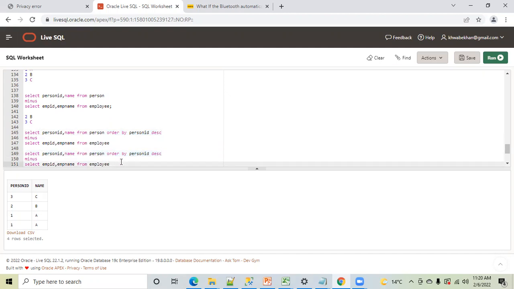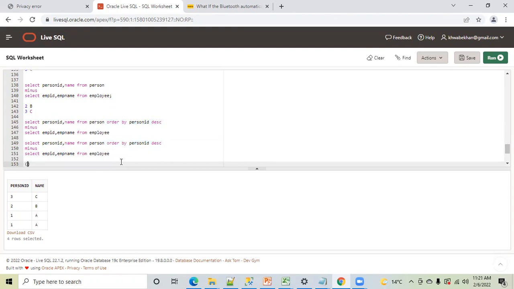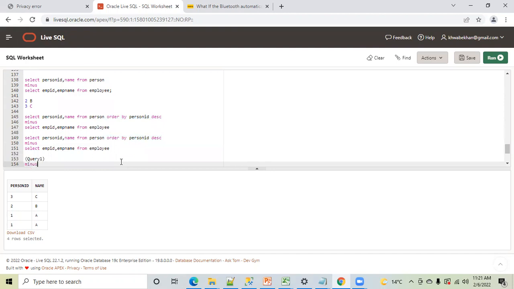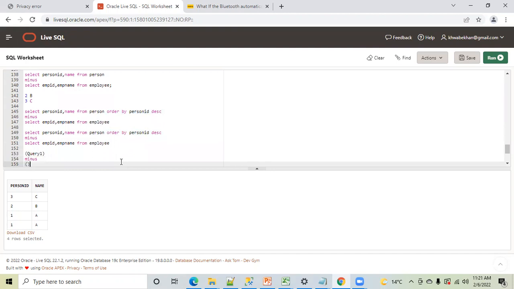Okay, you see, minus works like this. Can we also use minus with the count function? Suppose we have written select person ID, name, count, group by. But that count must be present in the second query as well. The number of columns should be the same. If you're using 3 columns in the first query, the same 3 columns should be present in the next query as well.